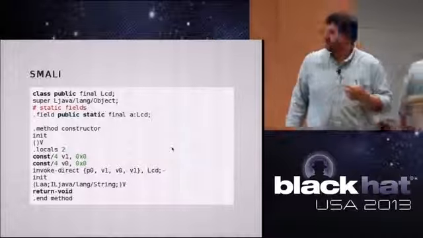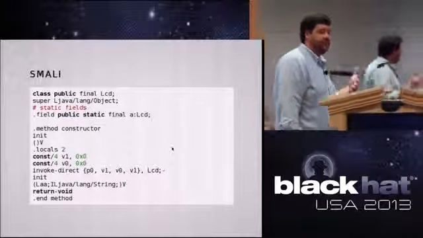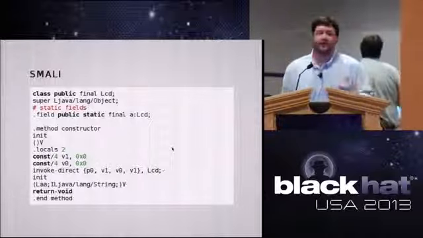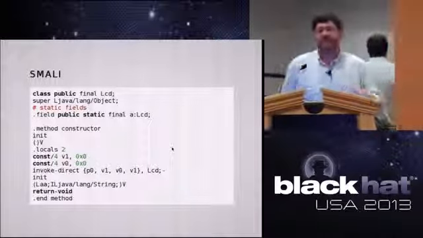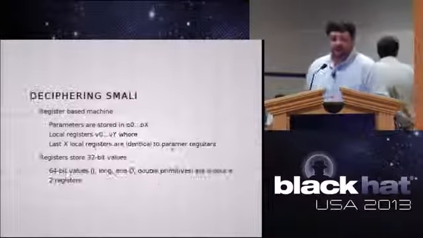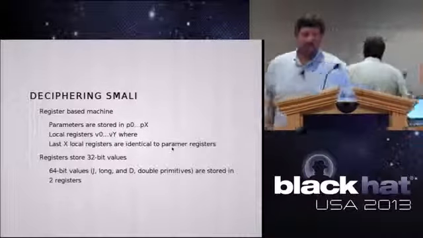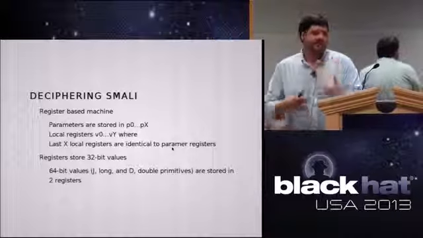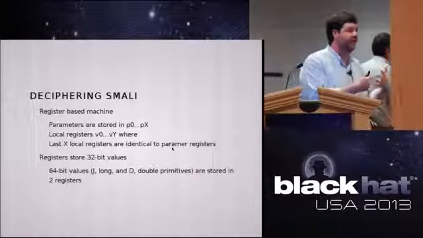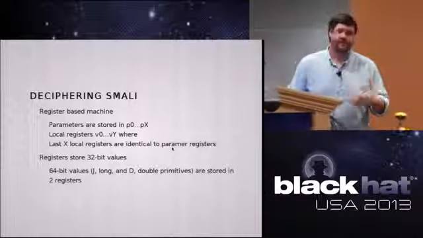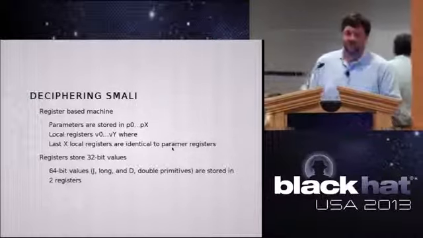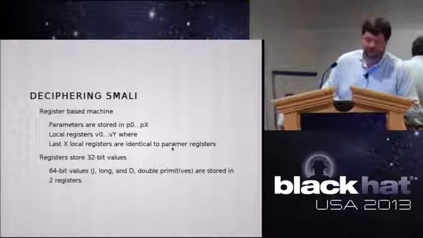Got a couple locals. So you have these P0, V1, V0, V1. These are registers. P registers are parameters that are passed in. V are virtual registers that you're using within it. The last X number of registers, depending on the parameters passed in, are overlaid on the last V registers. You might not ever be exposed to that, but it's something to look out for if you're ever doing this.